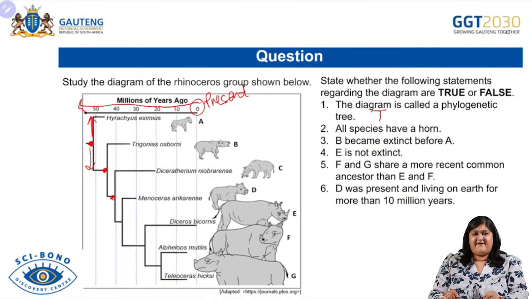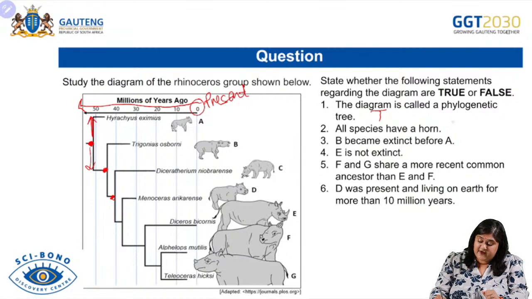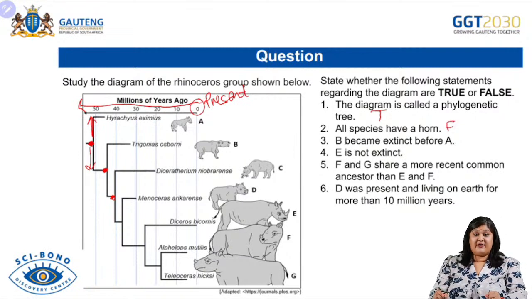All species have a horn. That's number 2. Do all species have a horn? Let's have a look. This one, A, doesn't have a horn. B doesn't have a horn. And then we have C, D, E, F, and G that have horns. Therefore, this answer is false because they do not all have a horn.